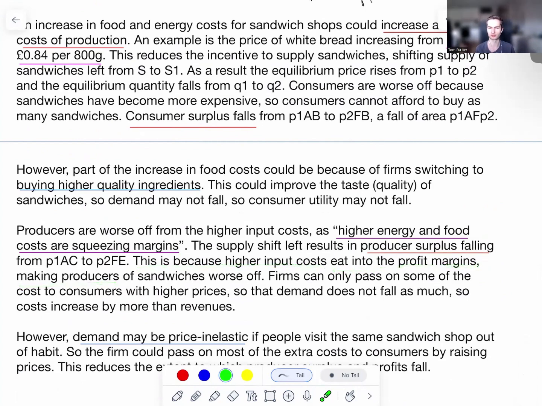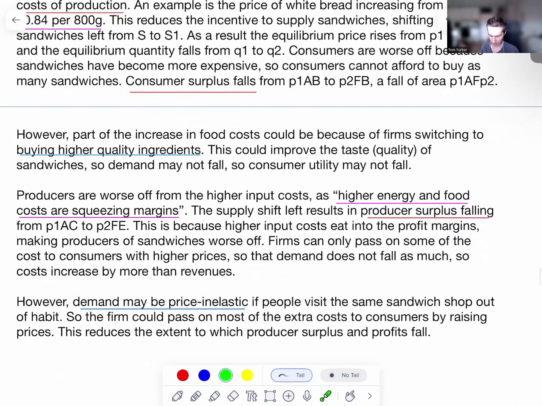So firms can only pass on some of the costs to consumers with higher prices, so that demand does not fall so much. Think about it like this, right? So if firms pass on the entire cost to consumers, then maybe demand might fall a lot and firms may lose more profit than they would if they only pass on some of the cost. So costs may increase by more than revenues from this price rise, and that means profits would fall.